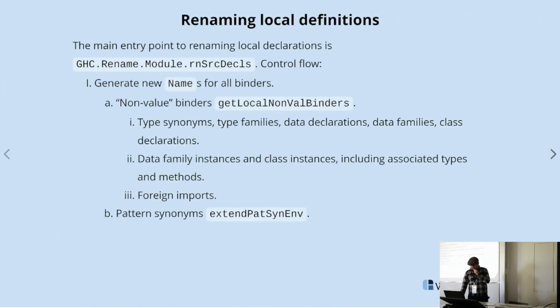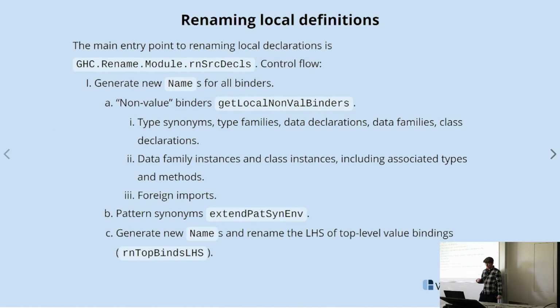And then there's handling the things you've defined locally. So this works in two stages. The first thing you need to do is give unique names to everything, to uniquely specify, okay, this is the class and its unique is 17, this is, etc. So you generate new names for everything. So it happens in this order. We've got type declarations, classes, things like that. Then pattern synonyms, and then the left-hand sides of value level declarations.